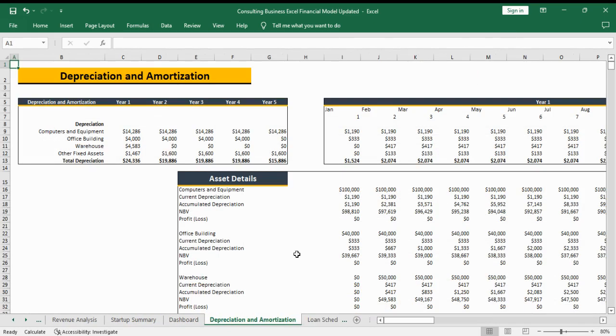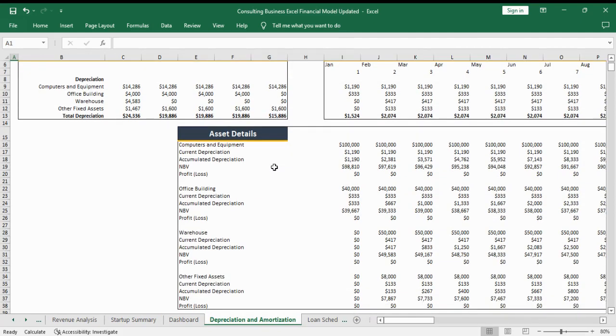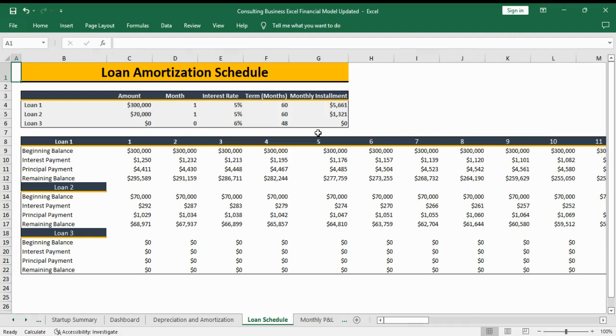Depreciation and amortization sheet includes the monthly and yearly depreciation expenses for each of the fixed assets. In the asset details section, it includes the current and accumulated depreciation, net book value, and profit or loss in case of sale of any of these assets. Loan schedule includes the monthly installment for each loan for the next 5 years, and its details include the interest payment, principal payment, and the remaining amounts of each loan.